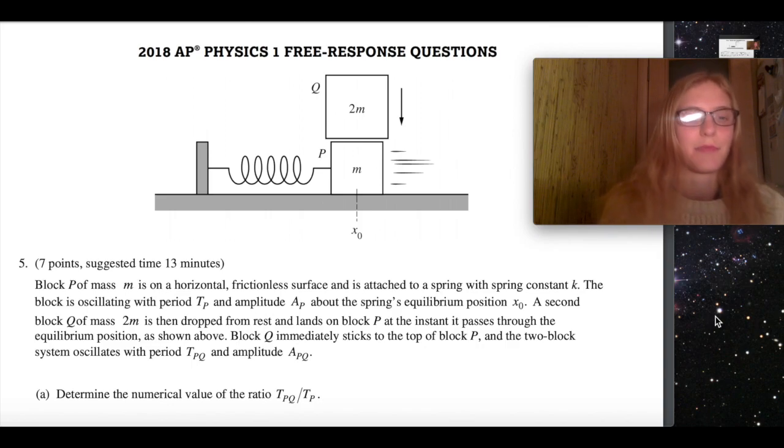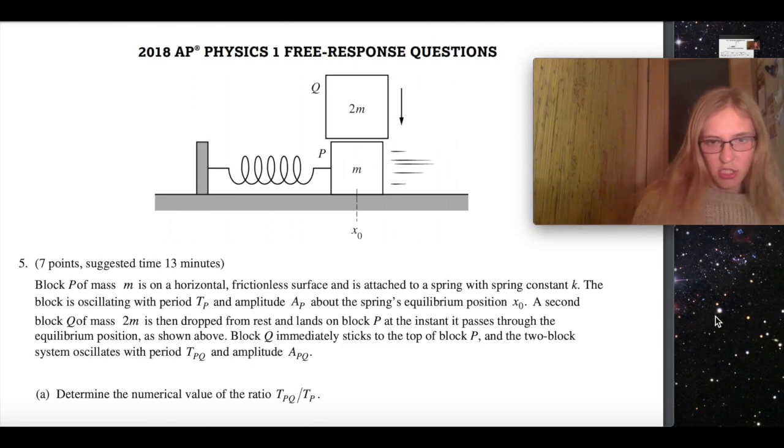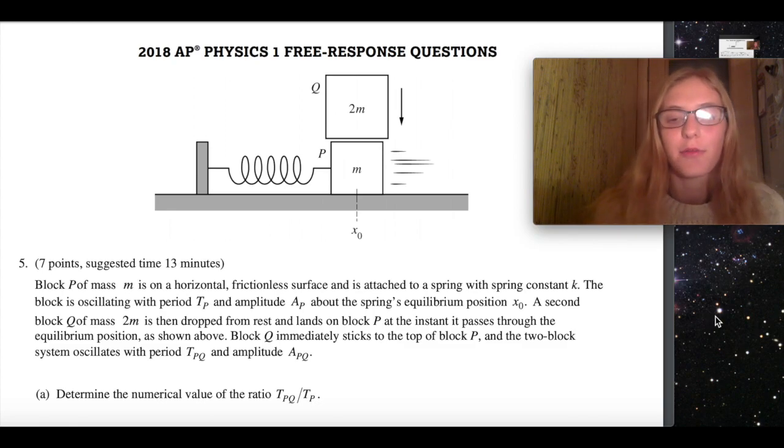So here it is. Block P of mass M is on a horizontal frictionless surface and is attached to a spring with a spring constant K. The block is oscillating with a period Tp.